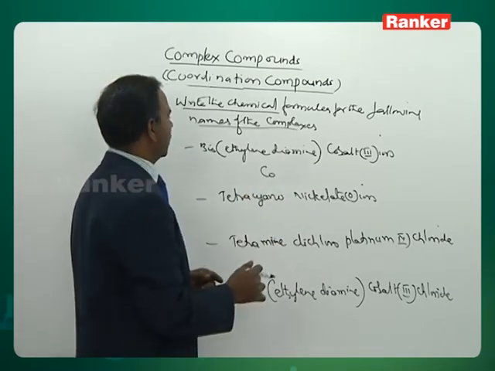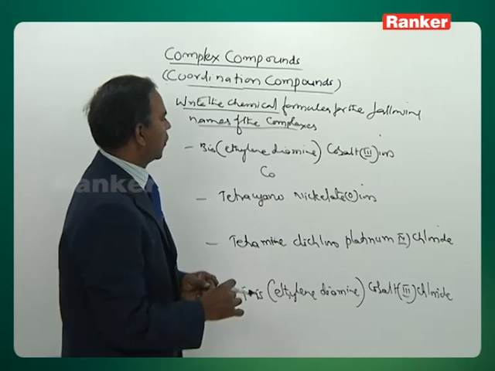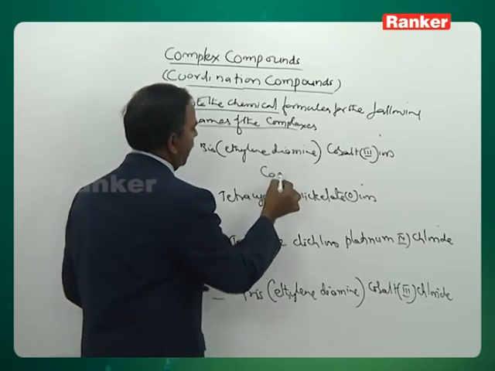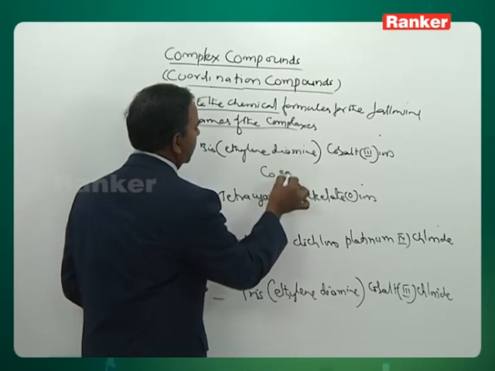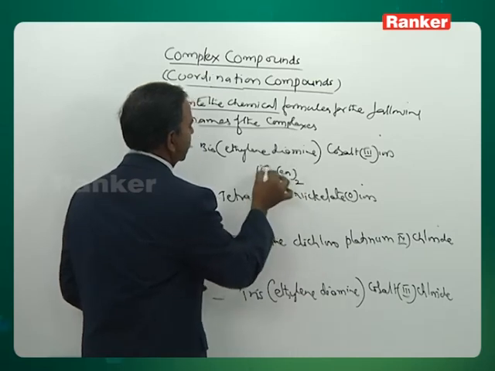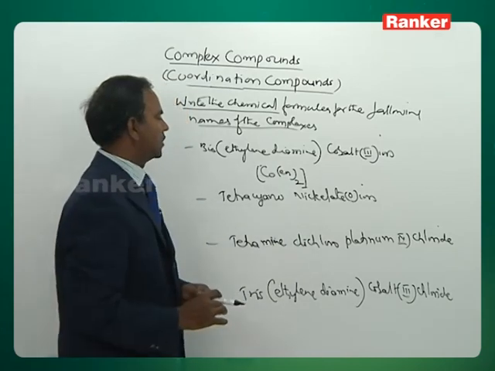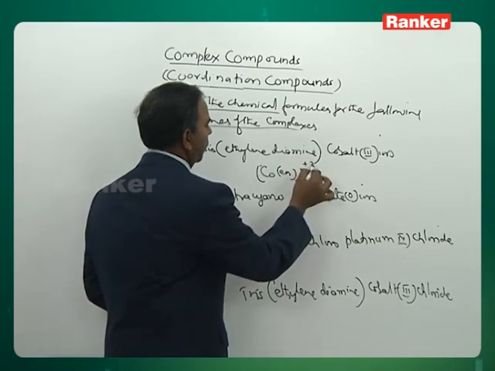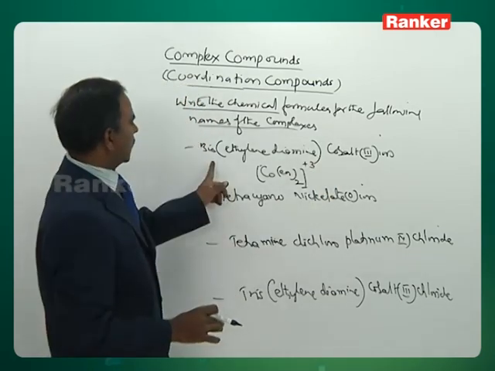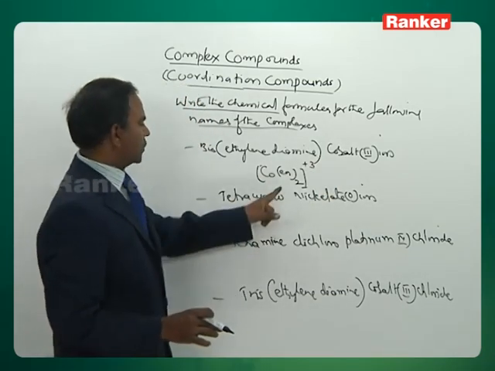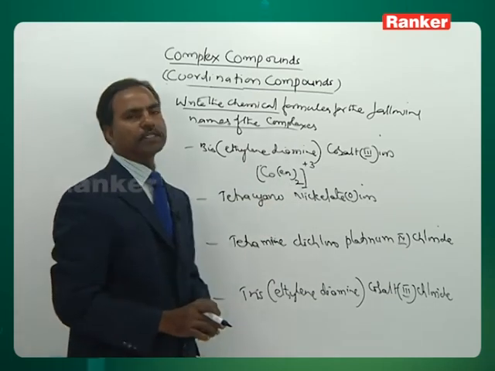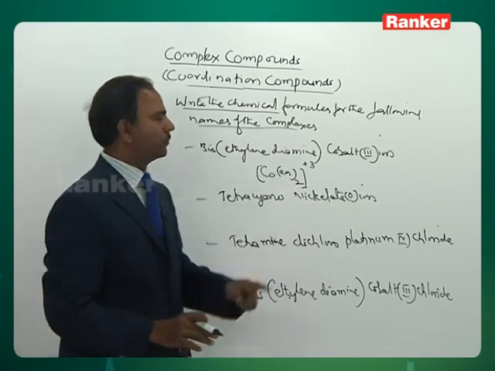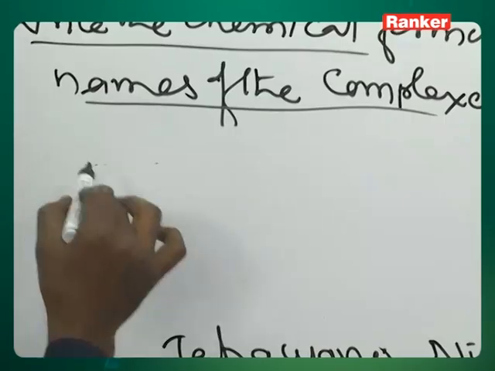Then bis(ethylenediamine), cobalt(III) ion. En is taken twice, and then you can take it with plus 3. This is not looking very correct. Once you talk about this particular coordination number 4, cobalt is actually not plus 3, so a little correction should be there.